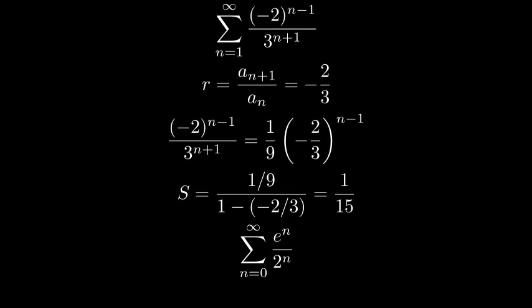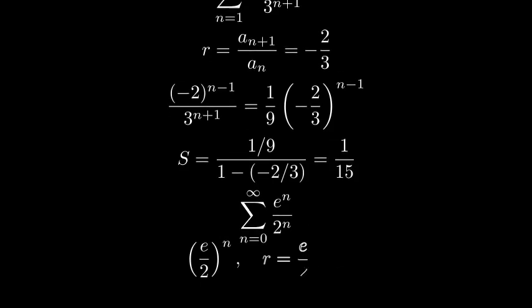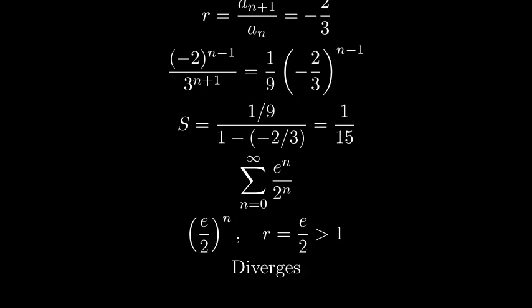Example 4 is a divergent case. Consider the sum from n equals 0 to infinity of e to the n over 2 to the n. This is the same as (e over 2) to the n, so r is e over 2. Since e over 2 is greater than 1, the series diverges and has no finite sum.